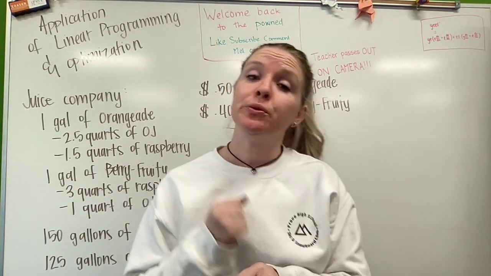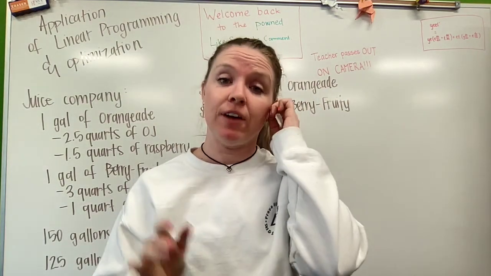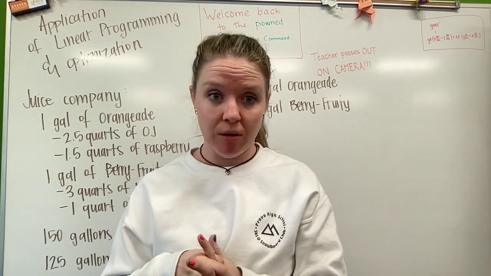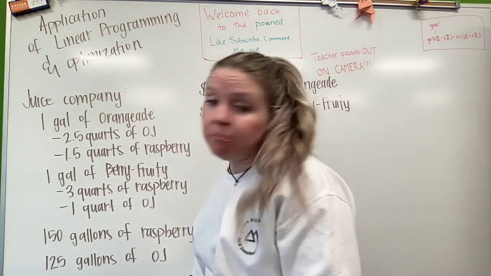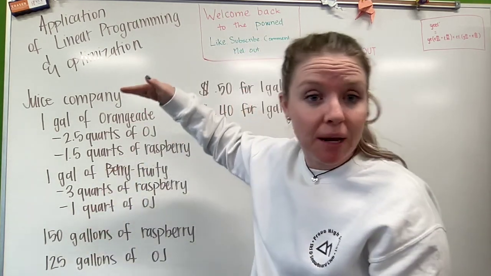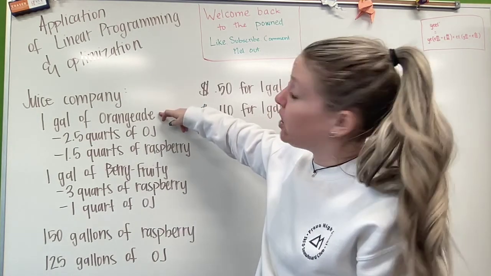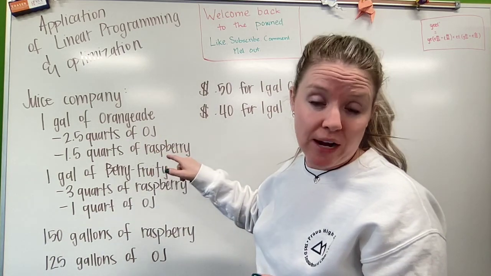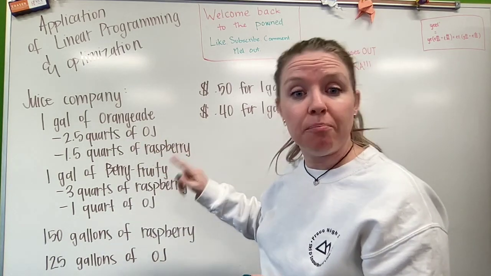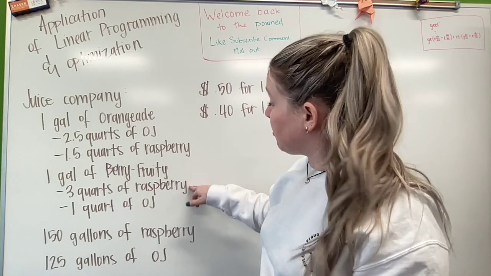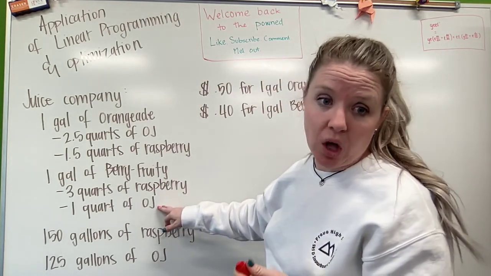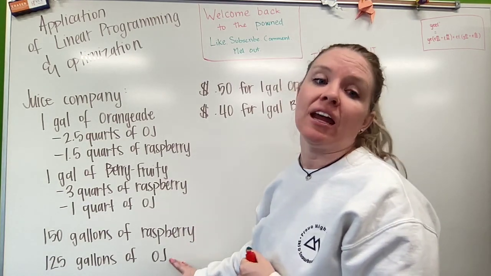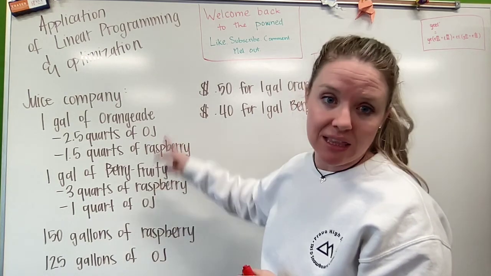Now that we remember how to sketch our inequalities and find the intersections, find maximums and minimums, we're going to actually put that into practice with an application problem. For this problem, we're going to pretend that we have a juice company. We sell a gallon of orangeade, which is made up of 2.5 quarts of OJ and 1.5 quarts of raspberry juice. We also sell berry fruity in the gallon, made up of 3 quarts raspberry and 1 quart orange juice. We have 150 gallons of raspberry and 125 gallons of OJ to make these two.